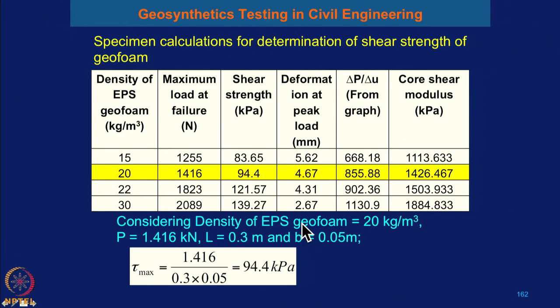What you find from this shear strength value is that the shear strength is increasing with the increasing density of the EPS geoform material. This shear strength of the EPS geoform is required when there is an interaction between geoform to geoform material.